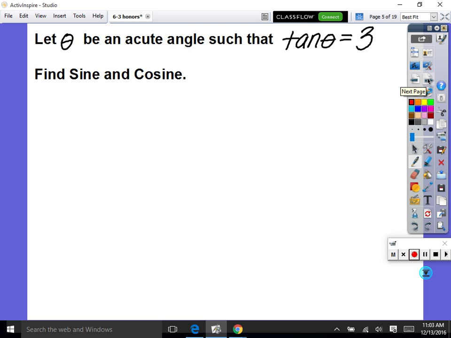Okay, so it says, let theta be an acute angle such that tangent of theta equals 3. So how we're going to look at this one is, isn't 3 technically 3 over 1? Okay.